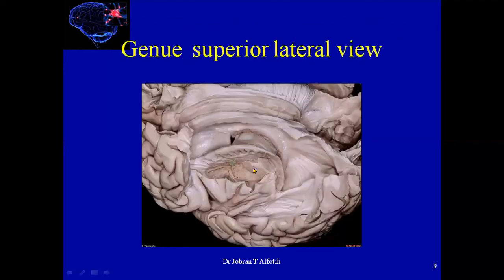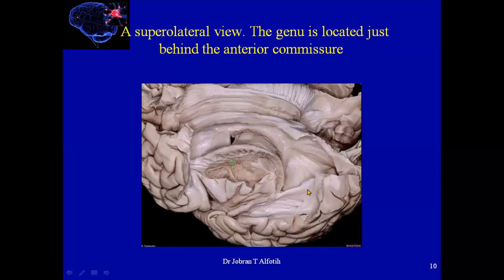We have here very nice pictures of the genu of the internal capsule, and this view is coming from the superior lateral. Here is the anterior limb, here is the posterior limb, and here is the ventricular system, and here is the foramen of Monro, and here is the corpus callosum, and here is the lateral ventricle. In this superior lateral view, we can see that the genu is located just behind the anterior commissure.